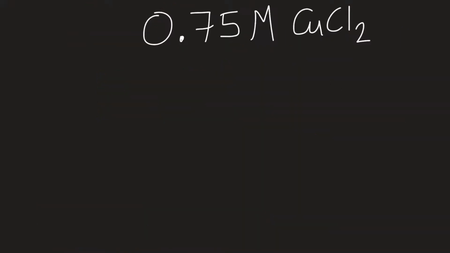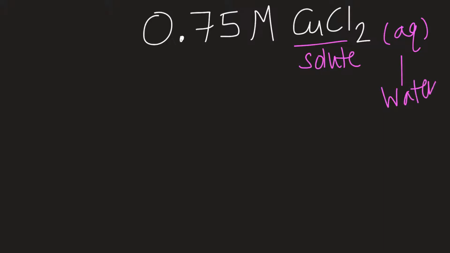So in this example, we have a 0.75 molar copper 2 chloride, or CuCl2 solution. So this copper 2 chloride, that's our solute. And then you may always assume that we are working in aqueous solutions in this class. So that means our solvent is water all the time, even if we don't specify.